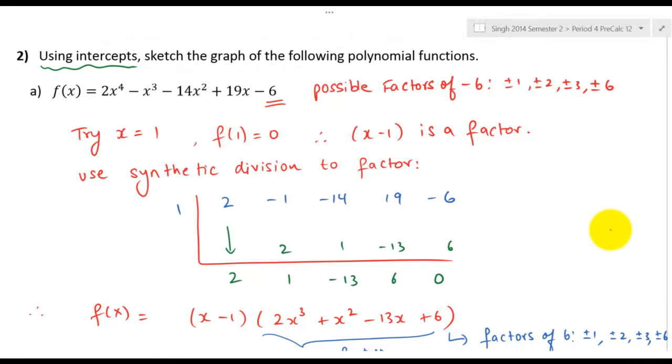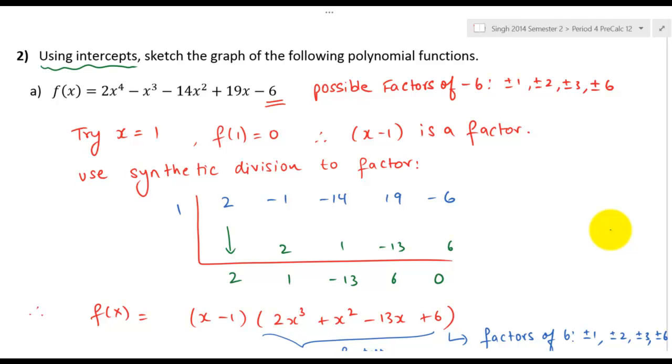Alright, once you've had a chance to factor that, this is what your factoring is going to look like. I'll walk you through the process. I started off by identifying all possible factors of 6, which were 1, -1, 2, -2, 3, -3, 6, -6. I tried x equals 1, and lucky for me, it worked. So I knew that x minus 1 is a factor.